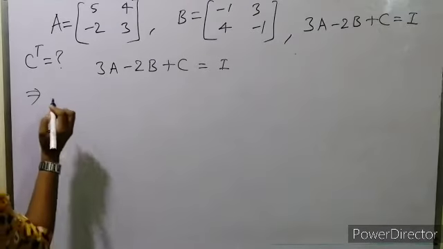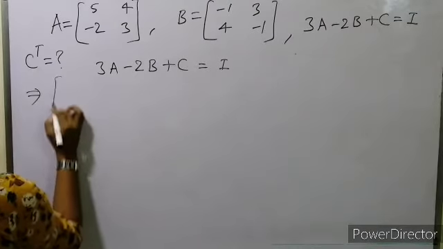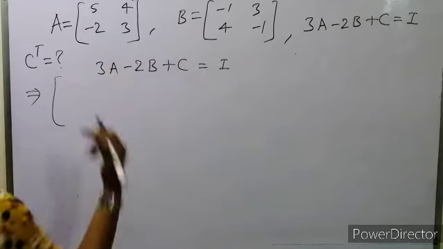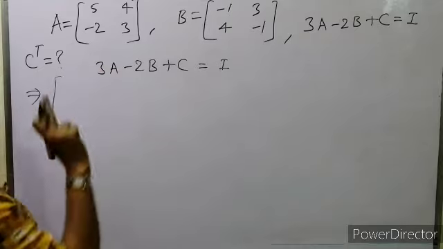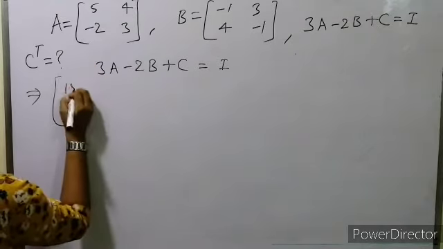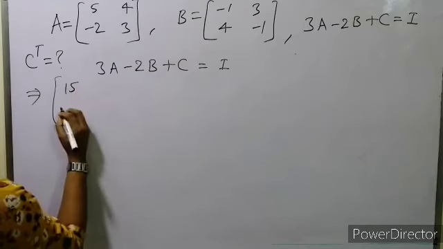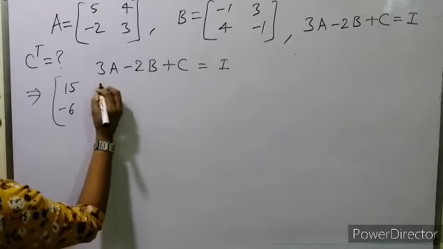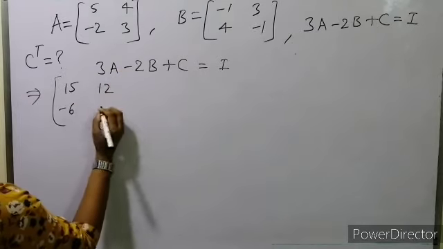First of all we will multiply 3 with A. 3 is a scalar number, A is a matrix, so we will multiply 3 with all the elements of matrix A. What will be the value? When we multiply 3 by 5, we get 15, 3 by minus 2 gives minus 6, 3 by 4 gives 12, 3 by 3 gives 9.